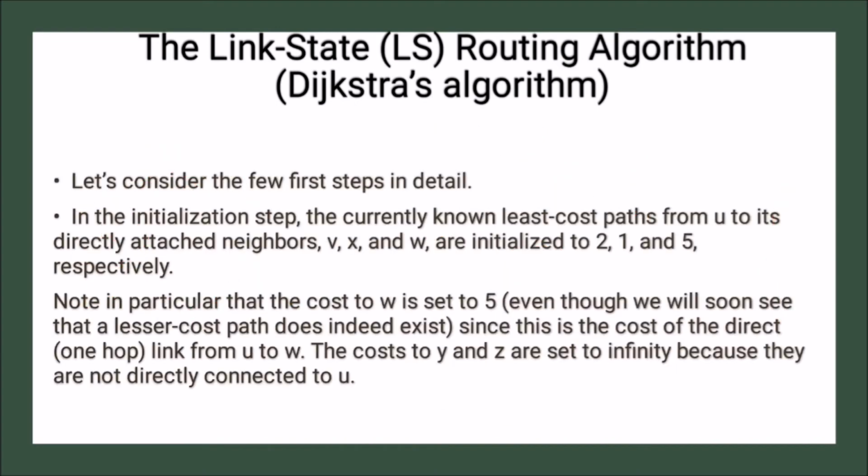So the neighbors directly attached, which are V, X and W, are initialized to 2, 1 and 5 respectively. Note in particular that the cost to W is set to 5, even though we will soon see a lesser cost path does indeed exist, since this is the cost of the direct link from U to W. The costs to Y and Z are set to infinite because they are not directly connected to U. So that part we already discussed.